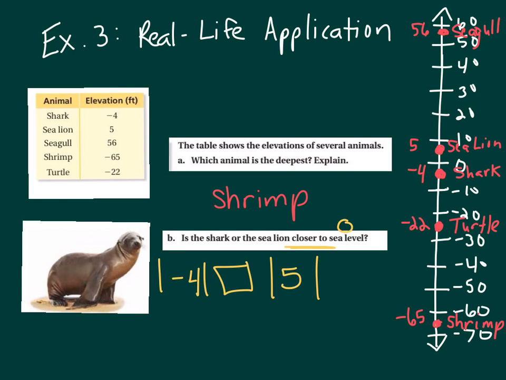And so -4, of course, is 4 feet away from 0, and 5 is just 5 feet away from 0. It doesn't really matter in this case which side of the number line they're on, positive or negative, because we're just talking distance. And so 4 is less than 5, which means that this is closer. So we would say that the shark is closer to sea level.